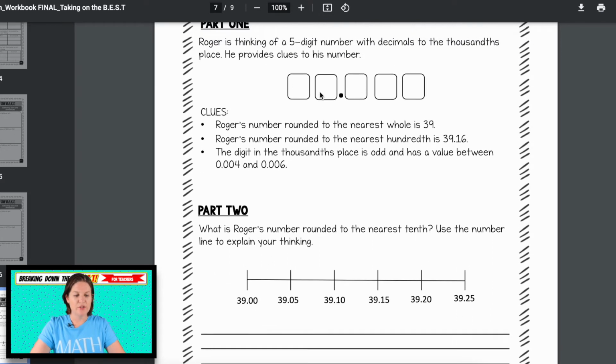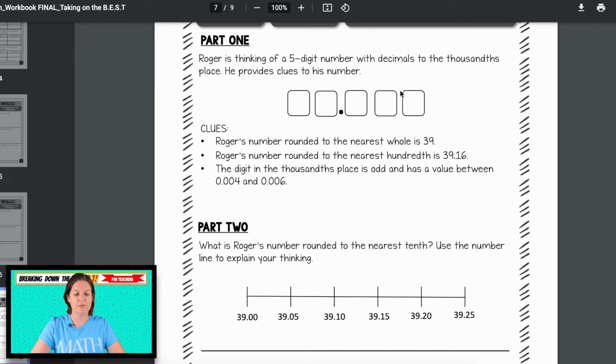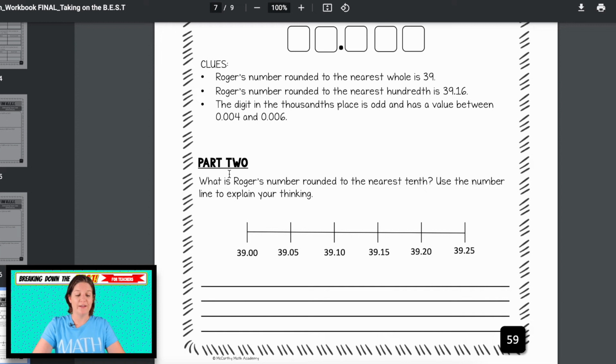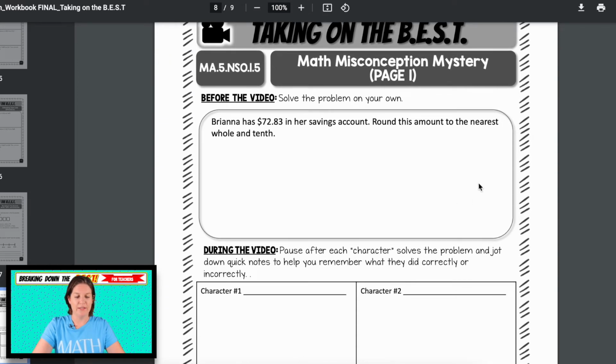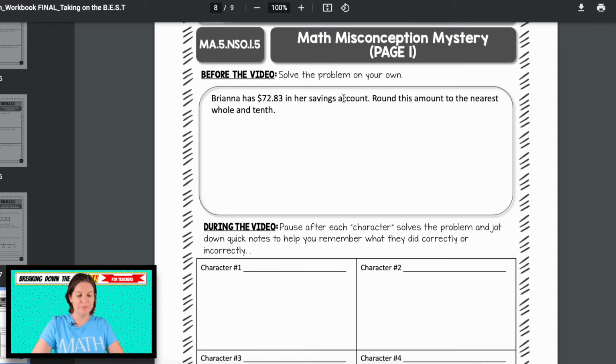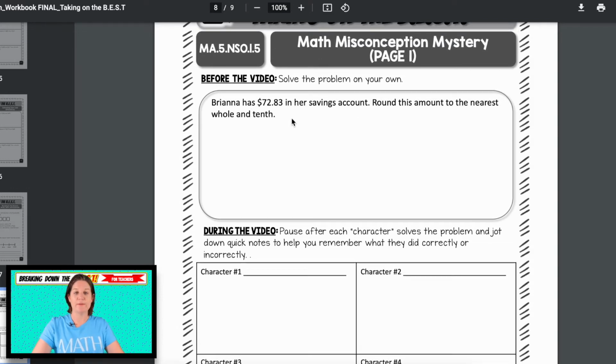So here it says Roger is thinking of a 5-digit number with decimals to the thousandths, and he provides the clues. So you got to use the clues, plug them in, and then part 2, what is Roger's number rounded to the nearest tenth? How can you use this number line to explain your thinking? Okay. And then with the Math Misconception Mystery video, here we have somebody named Brianna who has some money in her account, and we have to round it to the nearest whole and the nearest tenth.